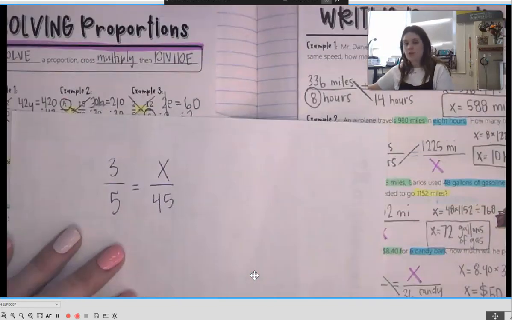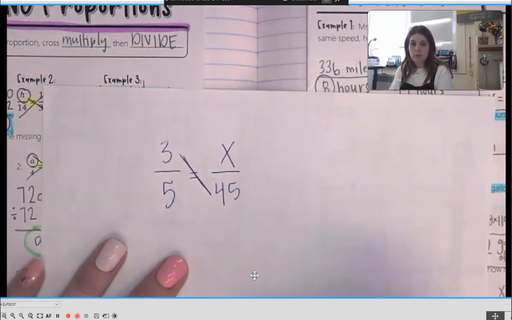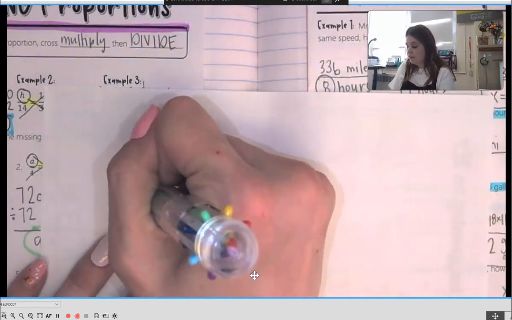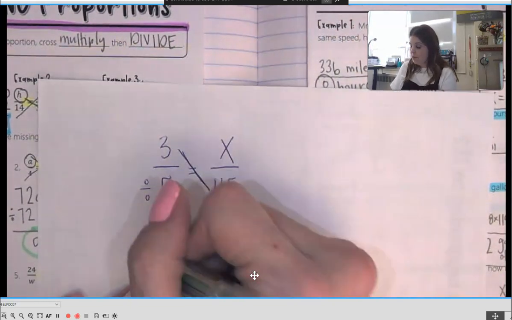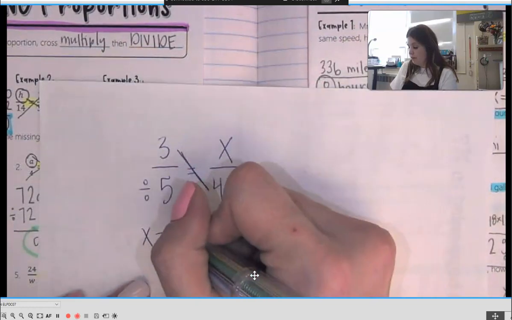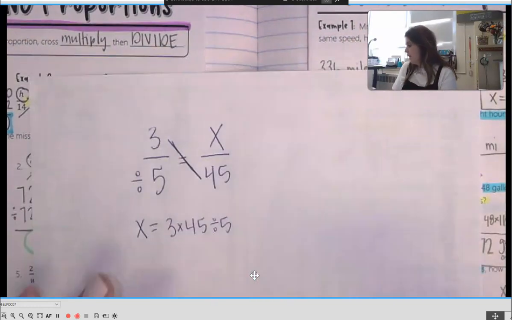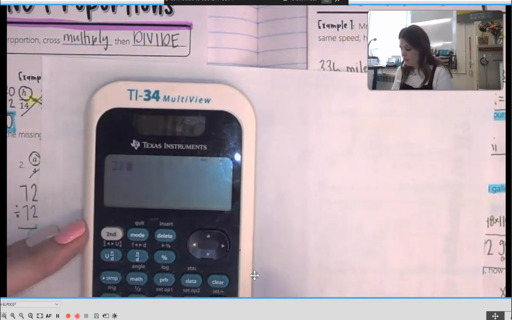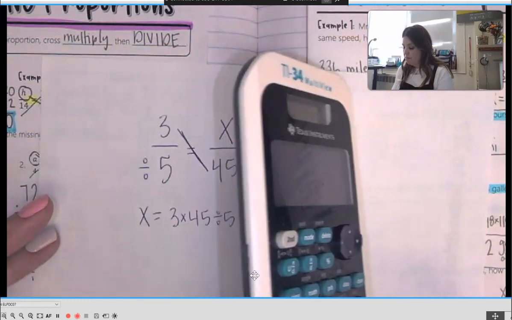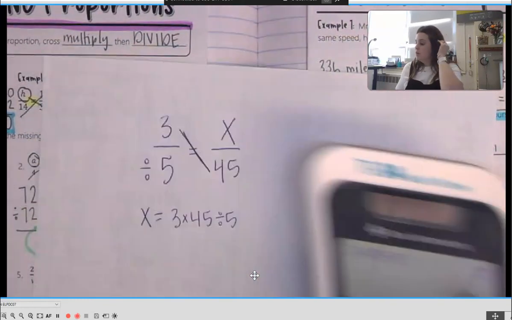And if we want to solve this proportion, we always cross multiply the two numbers that are diagonal, divide by the leftover number. So what I would plug into my calculator is 3 times 45 divided by 5. I would plug that all into the same line on my calculator. 3 times 45 divided by 5. Hit enter. That answer would be 27.